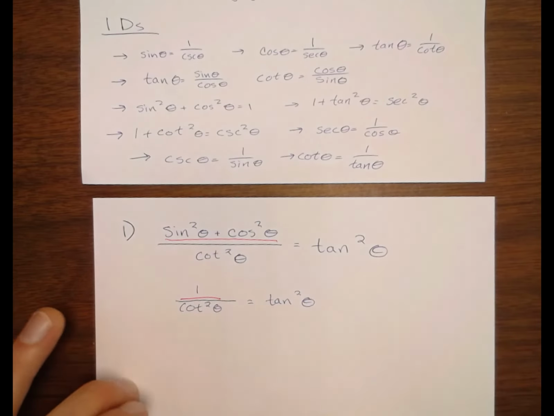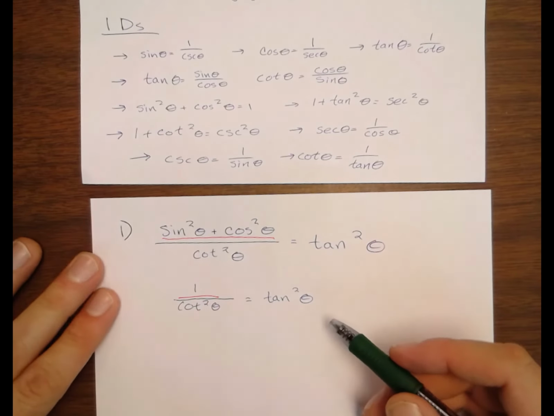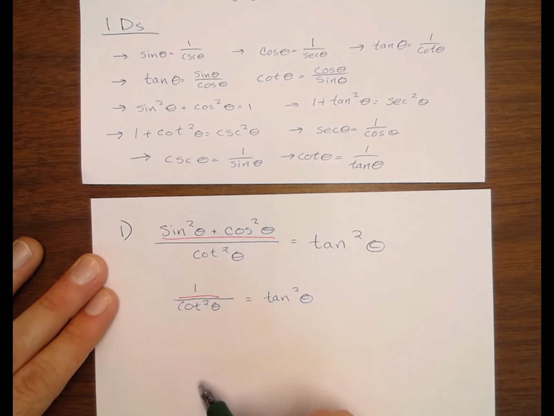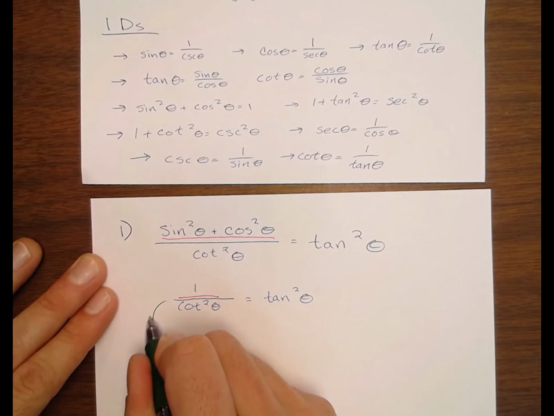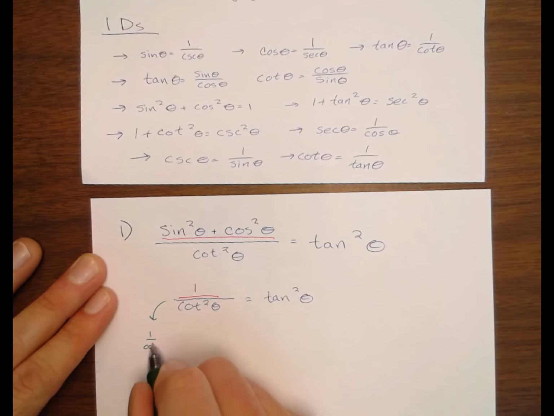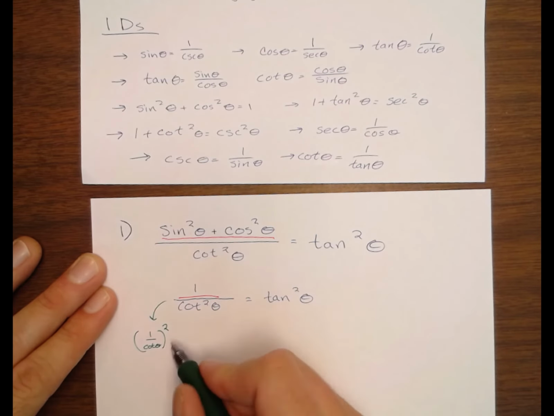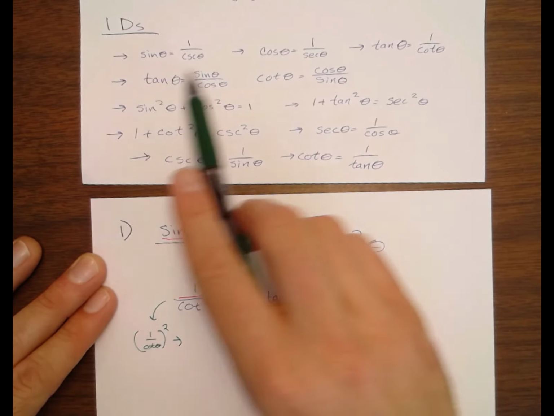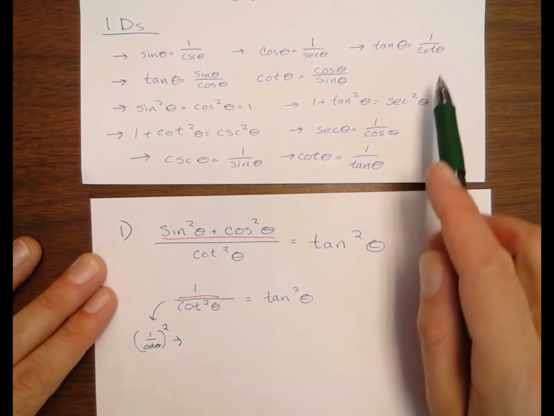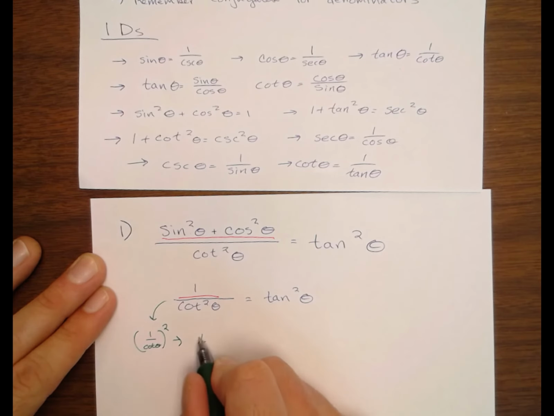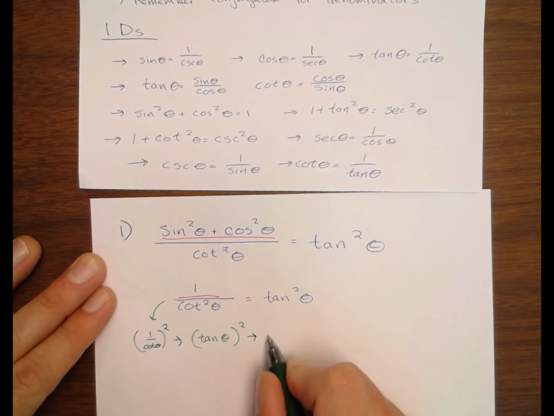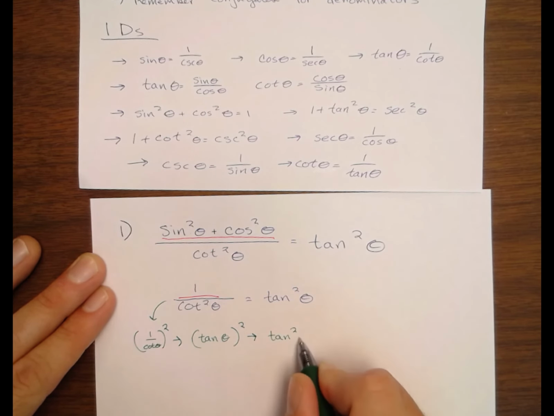Okay, now what I'm about to do, you guys don't actually have to show me these steps. You can just jump straight from here to the final step right here. But technically speaking, this is 1 over cotangent theta as a quantity being squared that we can then use 1 over cotangent is really tangent. And that, of course, is tangent squared theta.